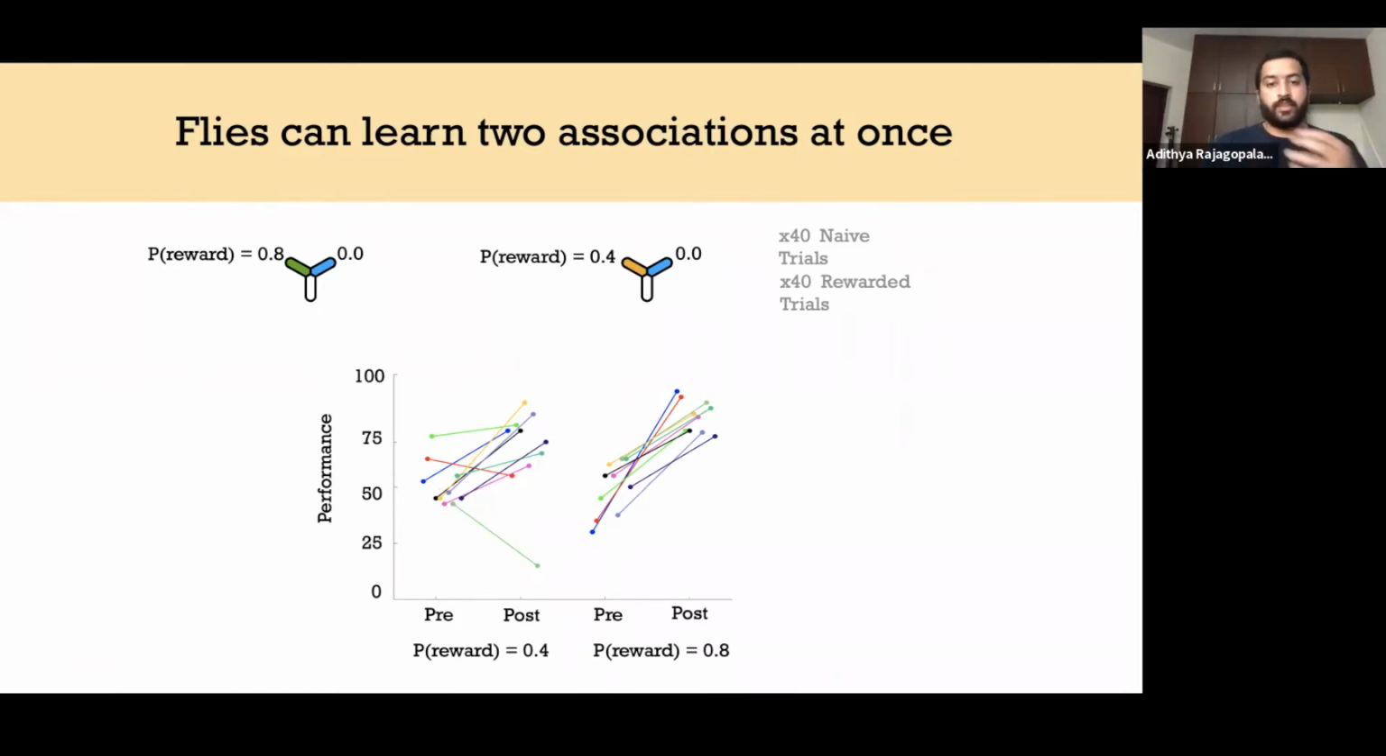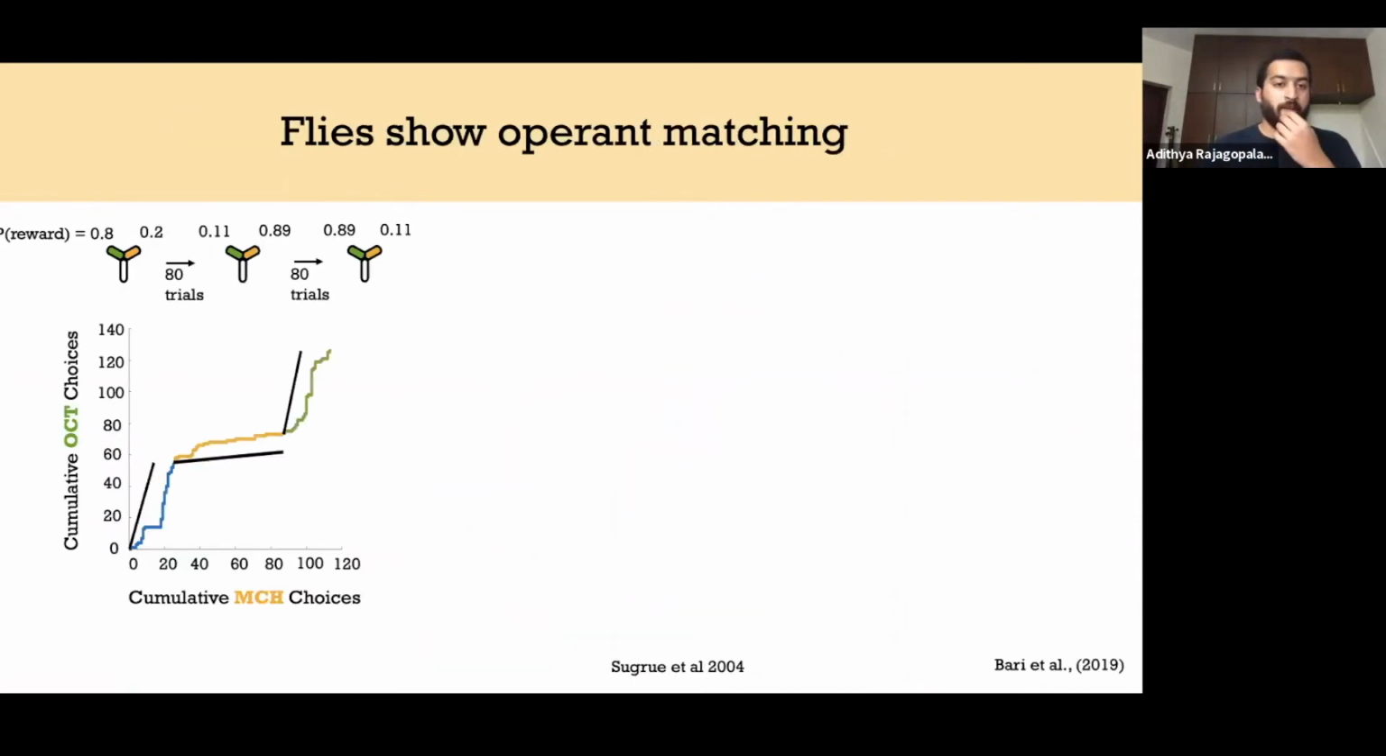And so with these basic steps out of the way, we could turn to an operant matching task. In this particular example, the fly first received reward with 0.8 probability, 80%, from the green option and 20% from the yellow option for the first 80 trials. This switched to 0.11 and 0.89 reward probability in the second block, and similarly switched over in the third.